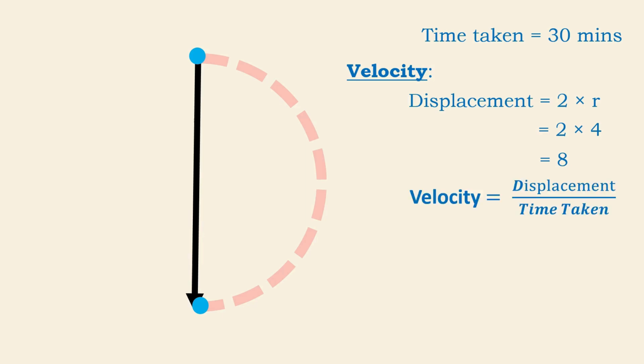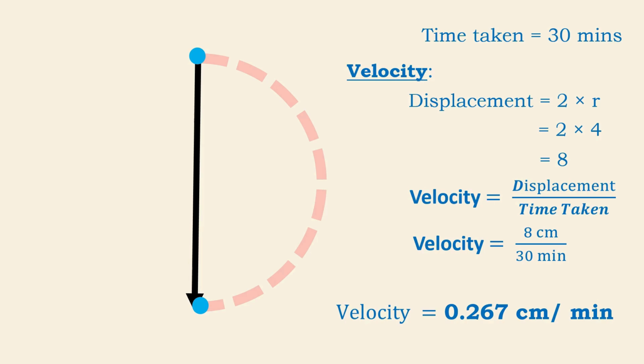Average velocity is defined as displacement divided by time taken. Substituting the values, we get 8 divided by 30. This comes out to be approximately 0.267 centimeters per minute downward. Notice the difference. The average speed depends on the actual path traveled, but the average velocity depends only on the starting point and the ending point. That is why speed and velocity are not the same quantity. And this is exactly why speed is a scalar quantity, while velocity is a vector quantity.